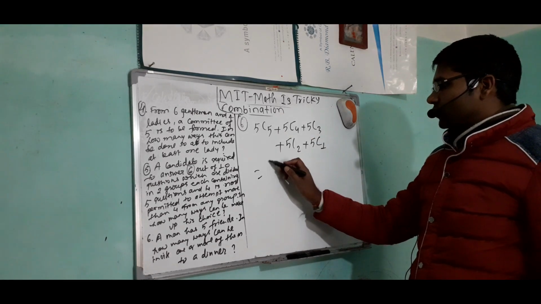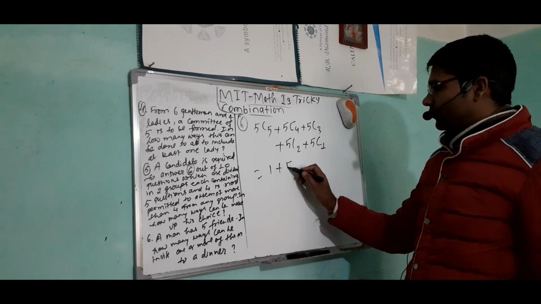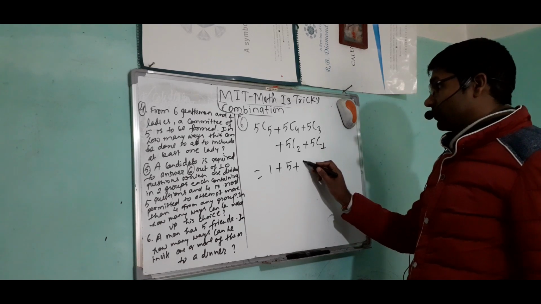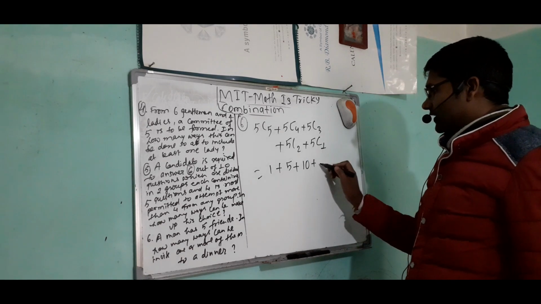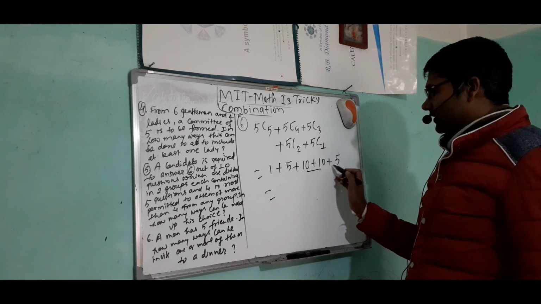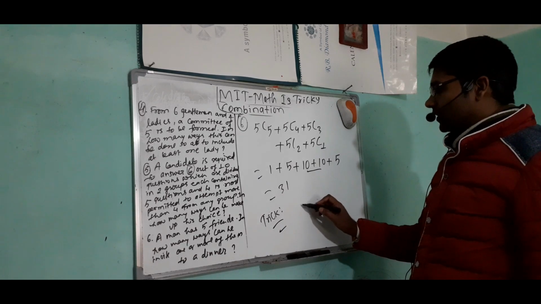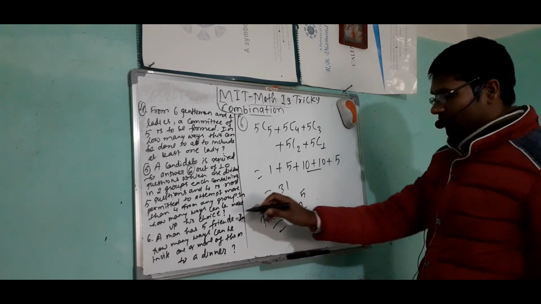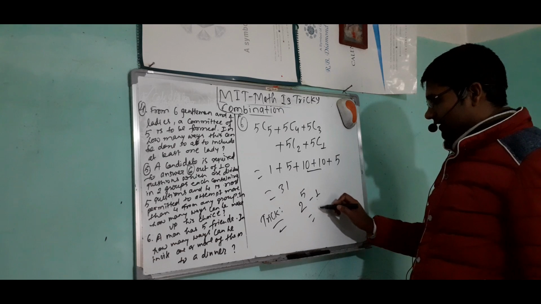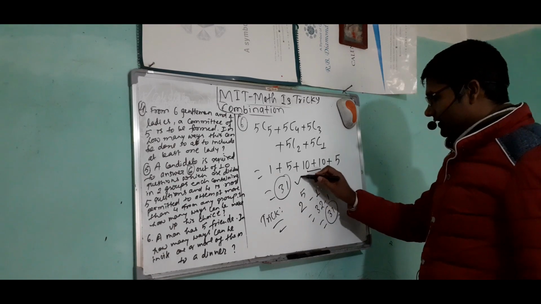So it will be simply 5c5 is 1, plus 5c4 is 5, plus 5c3 is 10, plus 5c2 is 10, and it is 5. So 1, 5, 10, 20, 30, 31. Also there is one trick. So simply answer will be 2 power 5, the number of friends, minus 1. So 2 power 5 means 32, minus 1, it gives here 31. In both ways we have the same answer.